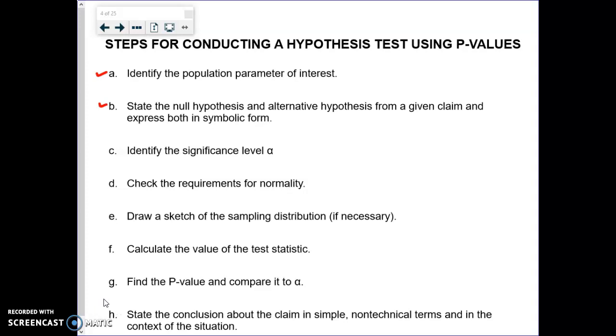Okay, so what we just did in the last video is step C, identify the significance level. So in this video, let's check for the requirements for normality. And again, we may skip over the drawing of the sketch, we'll see. And then we'll calculate the value of the test statistic. We'll show you how to calculate that and what a test statistic is.